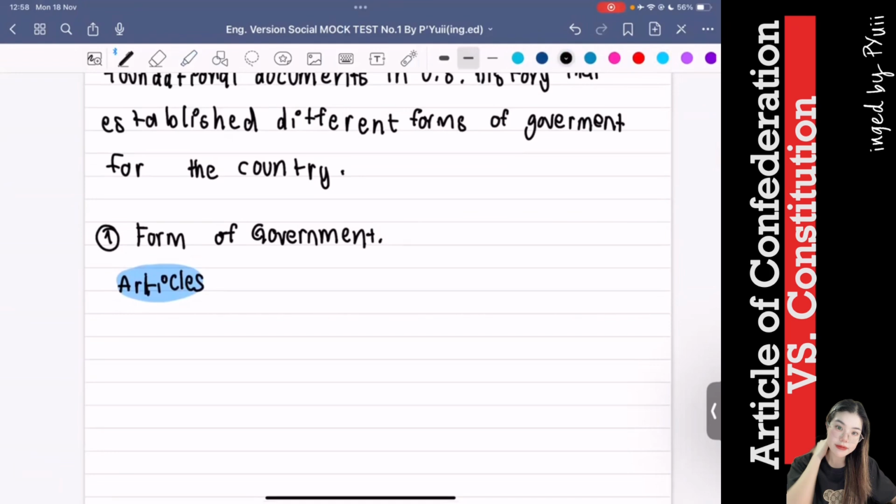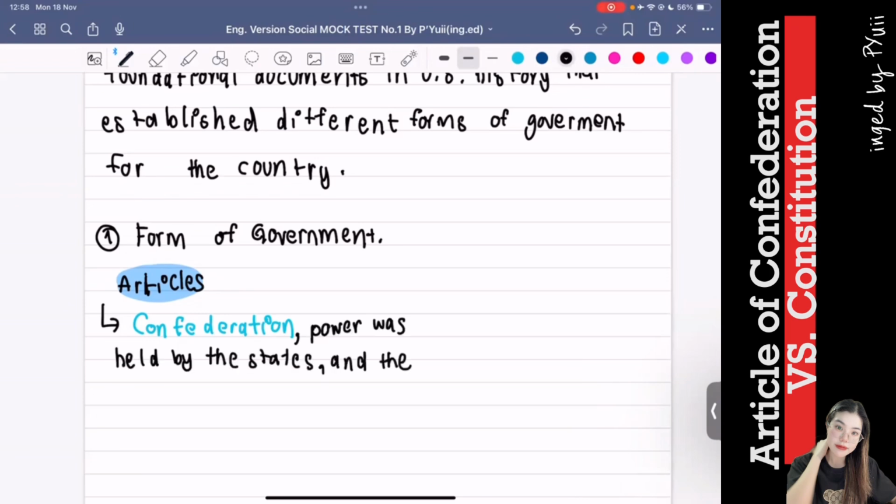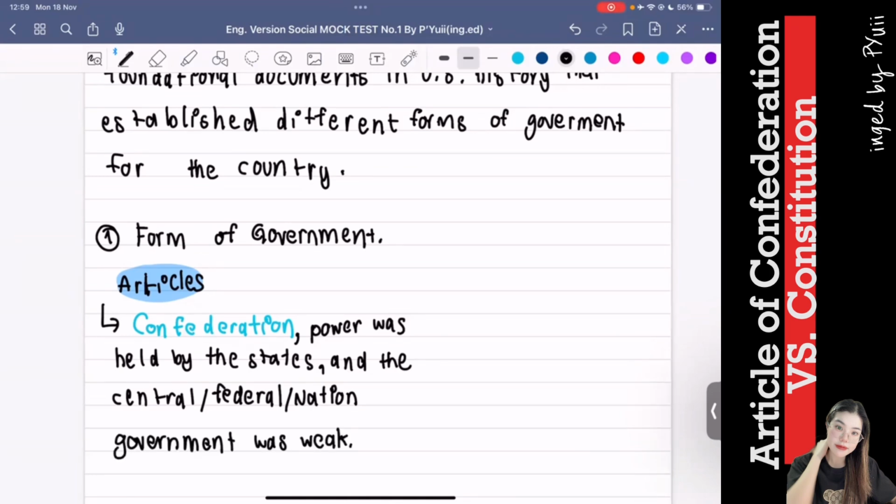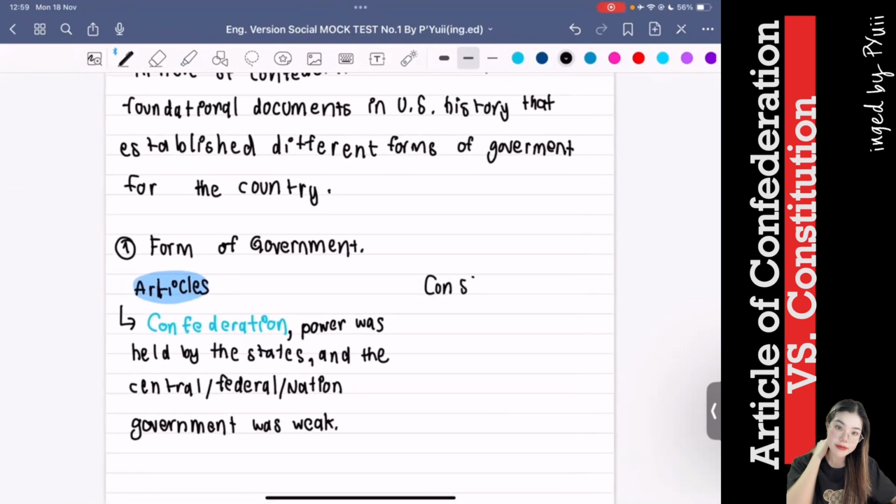The Articles established a confederation. What does confederation mean? Most power was held by the states and the central government was weak. In the GED social exam they would use the word federal กับ central เหมือนกัน บางที they might use the word nation ถ้าเป็นในสหรัฐอเมริกาตอนนี้ก็จะเป็น Donald Trump, the next coming one. The central federal nation's government was weak because states operate almost like independent countries, they take care of themselves, which is totally different from the Constitution.